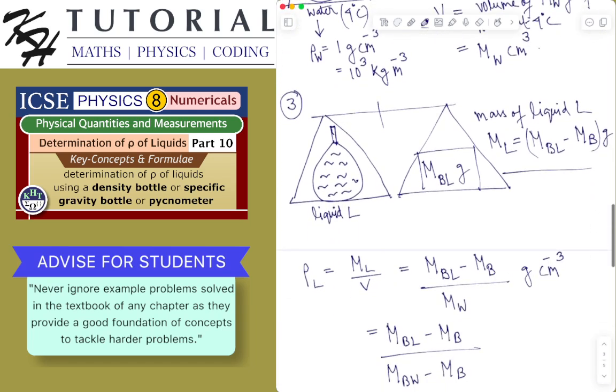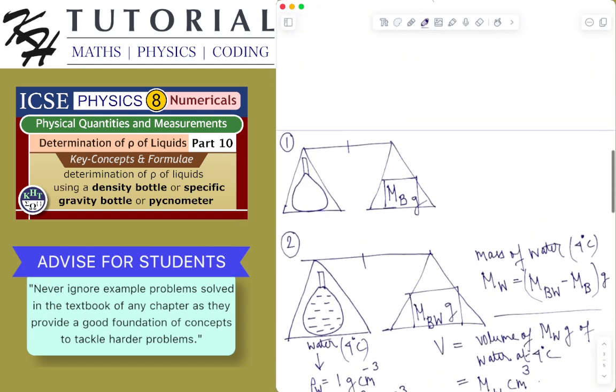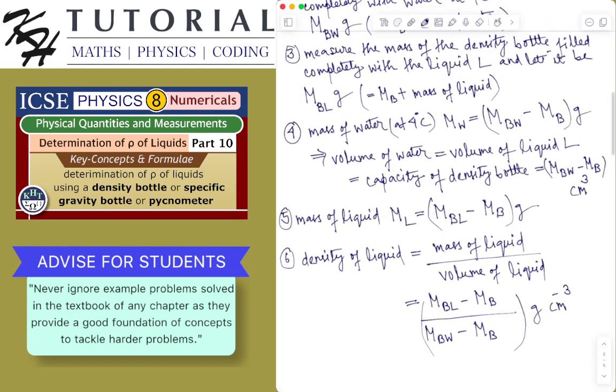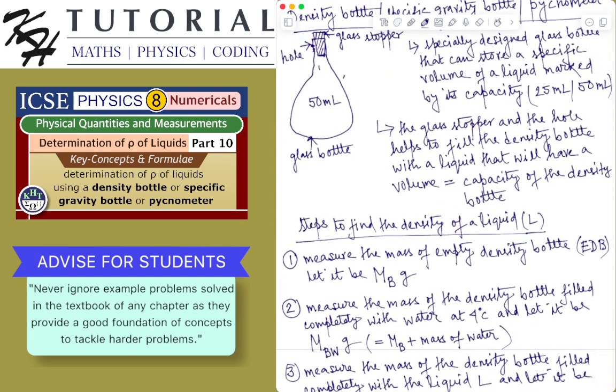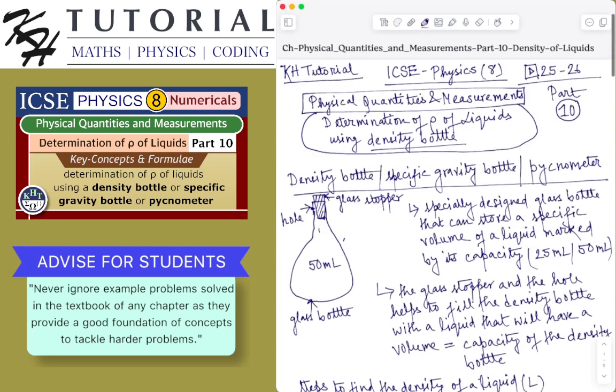So this is all. This was a very short concept of using a density bottle, which is also known as a specific gravity bottle or pycnometer, to find the density of any liquid using a density bottle and water, and also the concept that any given mass of water in gram is equal to its volume in centimeter cube. In the next video, I will try to solve a few problems based on this concept of finding the density of a liquid using the density bottle.